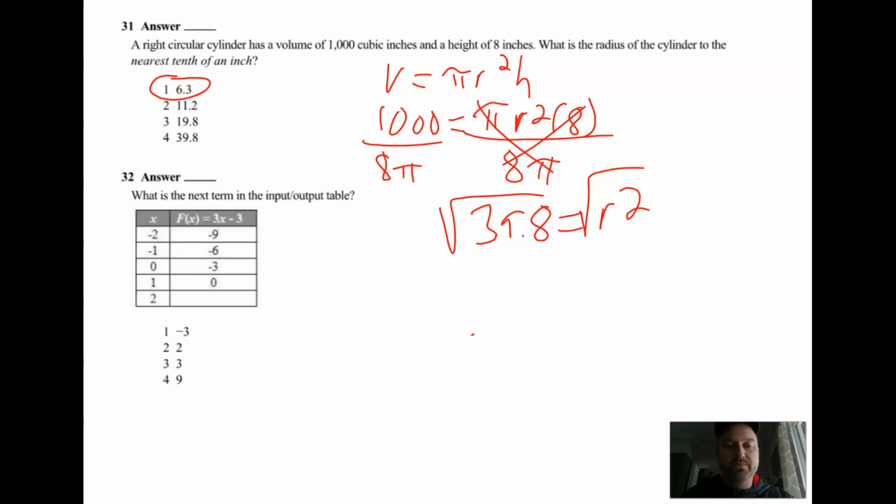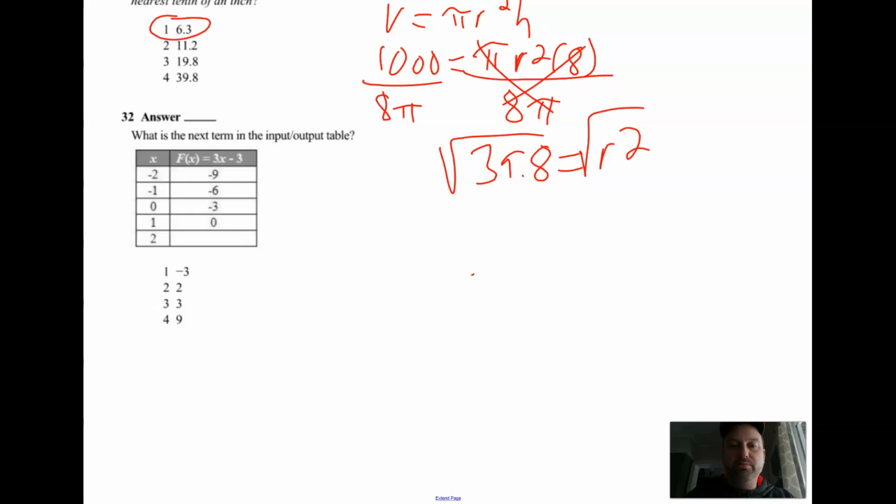32. What's the next term in the input-output table? Well, if you notice, these are increasing by 3. Plus 3, plus 3, plus 3, plus 3, plus 3. So it must be 3 right there. That one was pretty easy.